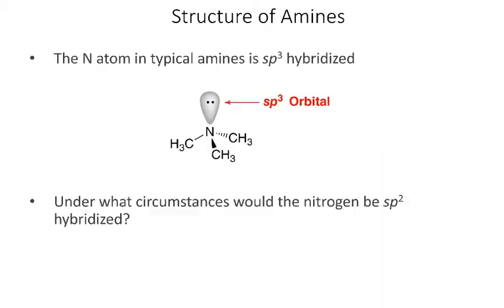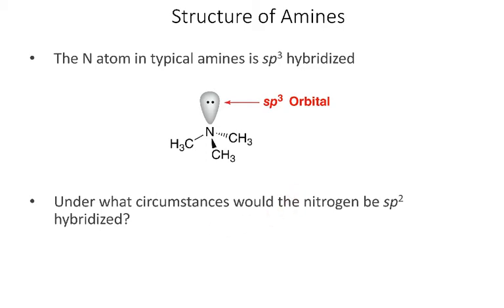Okay, in this video we're going to talk about the properties of amines. So the nitrogen atom in amines is typically sp3 hybridized. So remember, when nitrogen is neutral, it has 3 bonds and 1 lone pair. So typically that lone pair resides in an sp3 orbital.